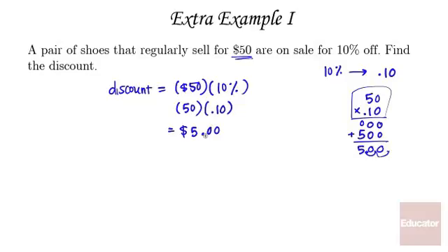That's how much you're saving, okay? Because, again, 10% of the regular price is $5. Okay, that's the discount amount. And that's all they're asking for. Find the discount. Okay, $5.